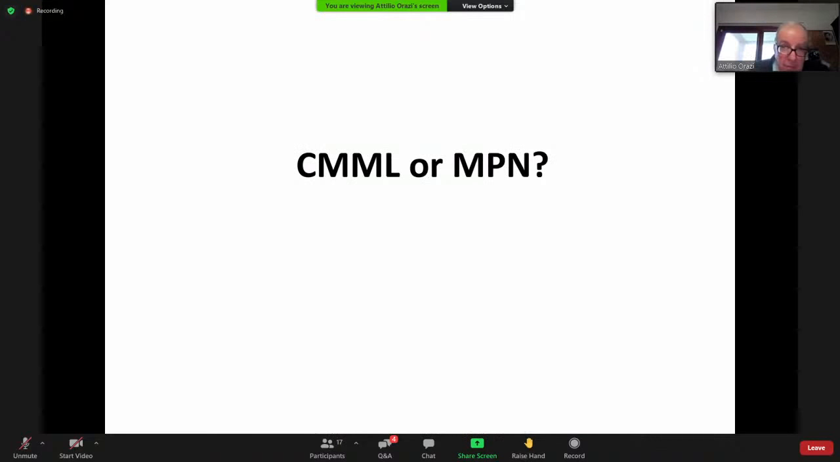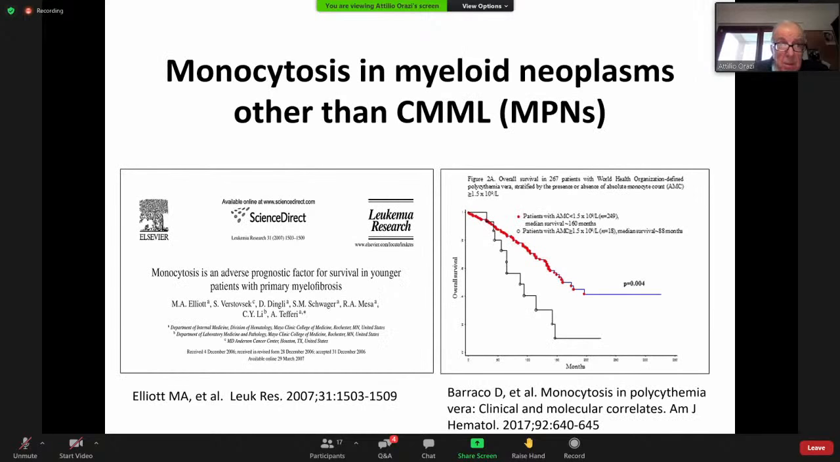Okay, CMML or MPN? Another question that sometimes comes up. Does the patient have CMML or is it an MPN with monocytosis? So what's the issue here? Well, monocytosis occurs in myeloid neoplasms, particularly in myeloproliferative disease, and you can see two papers here. The historic one from Elliott and Tefferi in 2007 in Leukemia Research, in which they discussed monocytosis in younger patients with primary myelofibrosis, where it is also an adverse prognostic marker. And there is this study 10 years later, same group, Mayo Clinic, monocytosis in polycythemia vera.